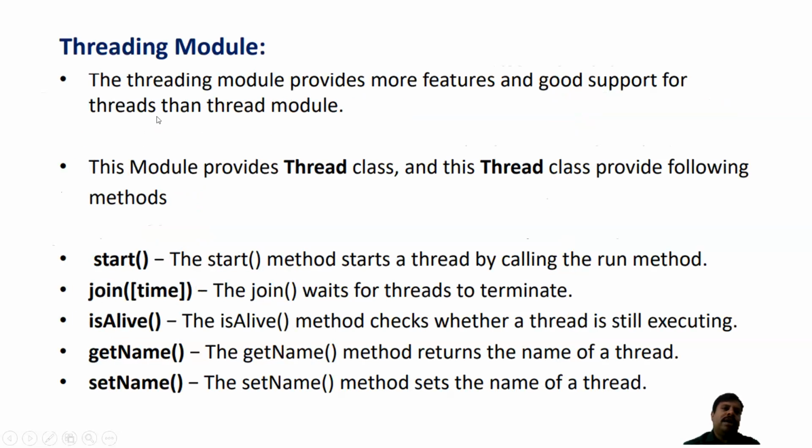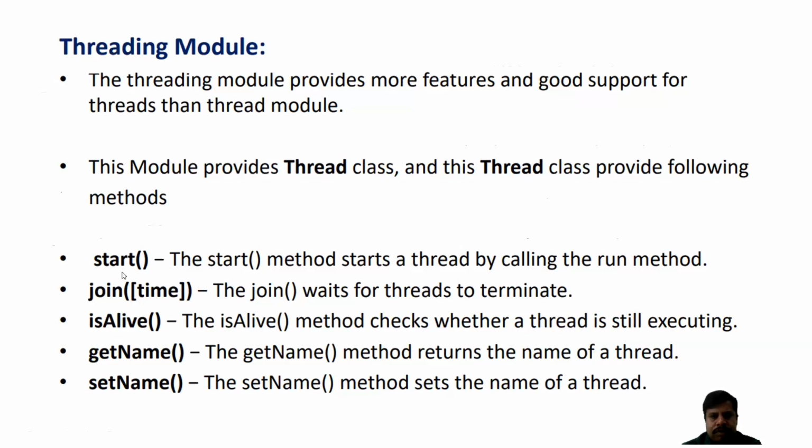Threading module. It is the second module provided by Python for threads. The threading module provides more features and better support for threads than the thread module. The module provides the Thread class. This Thread class provides the following methods: start, join, is_alive, getName, setName, like this.